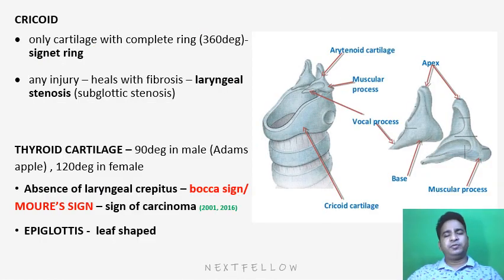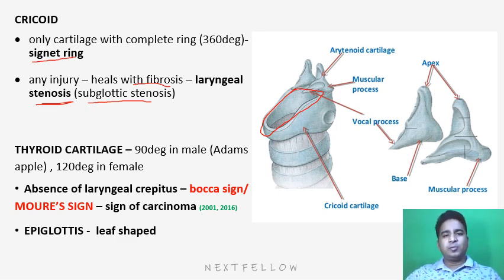Now let's talk about the individual cartilages. This cricoid cartilage is the only cartilage which is a complete ring. As you can see in this diagram, this is a complete ring. So the cricoid cartilage is the only cartilage with a complete ring, and it is also known as the signet ring. So any injury to the cricoid cartilage, or any injury to the larynx or subglottic area, how will it heal? It will heal by fibrosis. So any injury will lead to fibrosis, and this will result in laryngeal stenosis, also known as subglottic stenosis. We are talking about the injury to the cricoid cartilage.